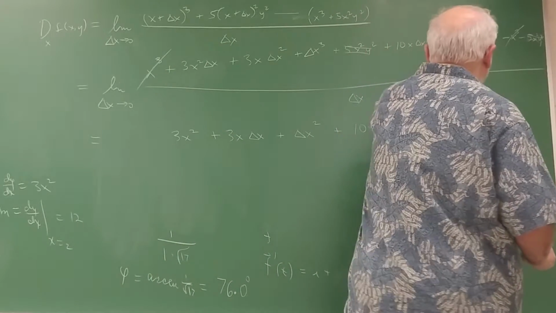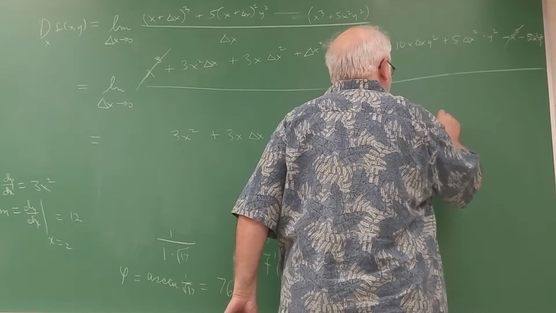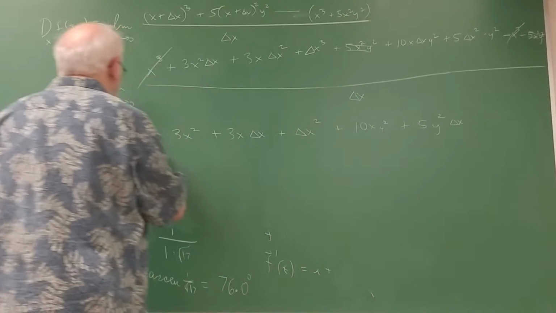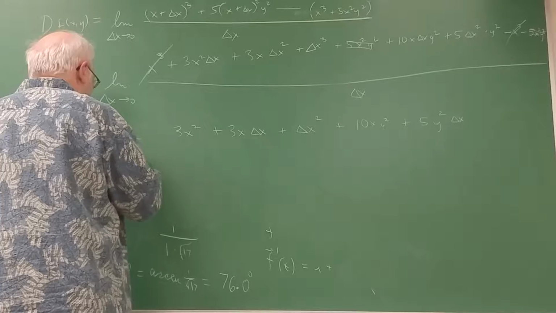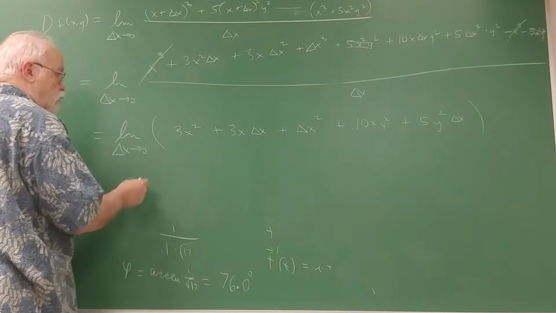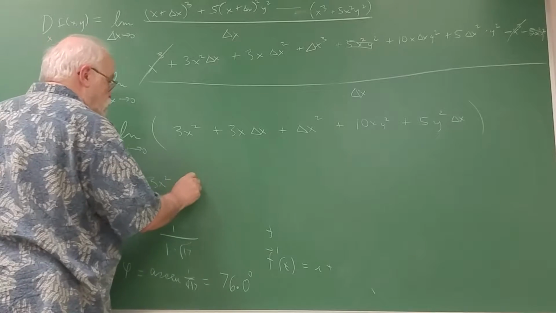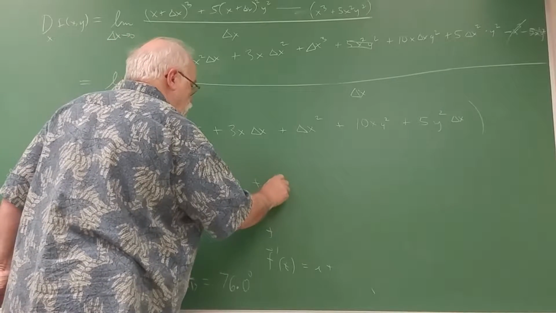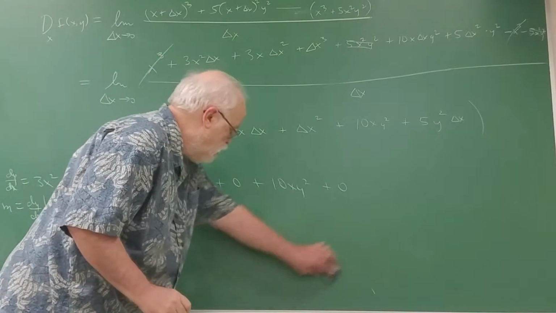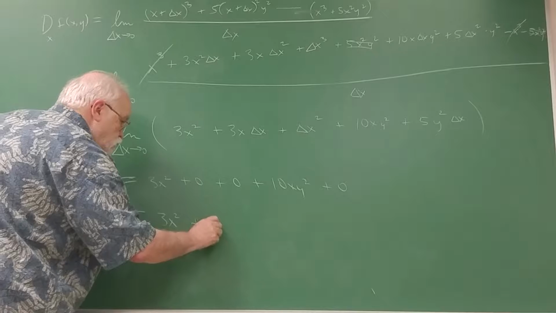And we have a 5 delta x. I'm going to put the y squared first. 5y squared delta x. And no denominator. So now we just simply let delta x go to 0. 3x squared plus nothing plus 10xy squared plus nothing. So my answer here is 3x squared plus 10xy squared.